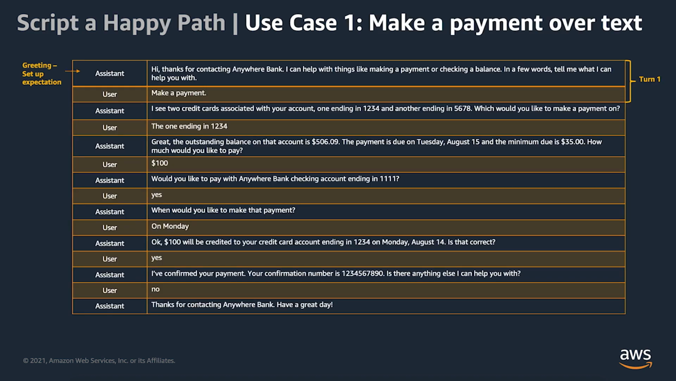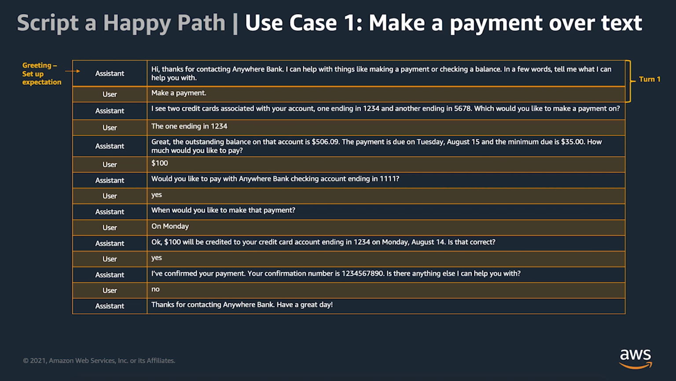In this example, we're going to talk about making a payment over text, which was the use case that we decided on earlier. I think that for this example, we're going to start with sort of a menu-based approach. So the assistant might say something like, hi, thanks for contacting Anywhere Bank. I can help with things like making a payment or checking a balance. In a few words, tell me what I can help you with.